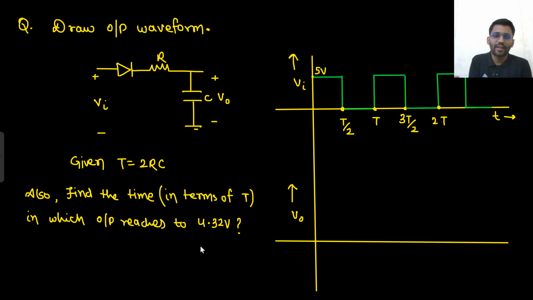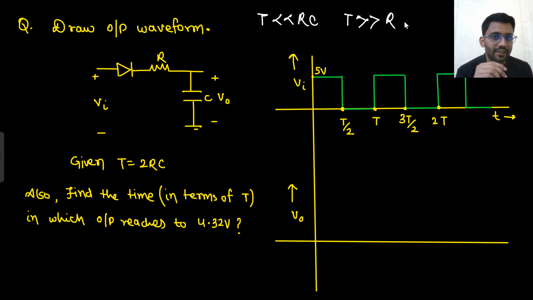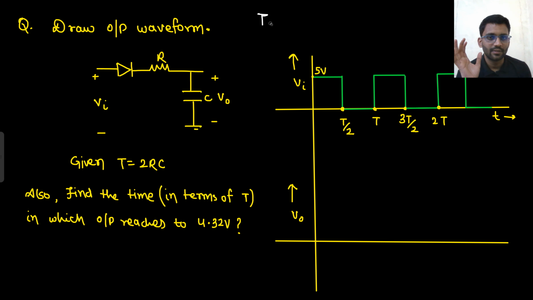And the value of time T is given as 2 RC. That means the RC value is not very large and not very low. Are you getting this point? RC value is not very large. If it was very large, it should have been something like this. If T is much greater than RC, or if it is very low, it would have been like this. But the RC value is good enough this time.